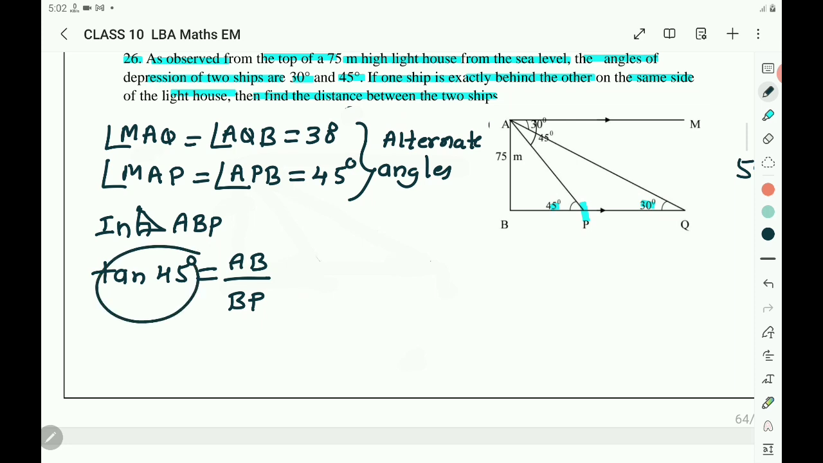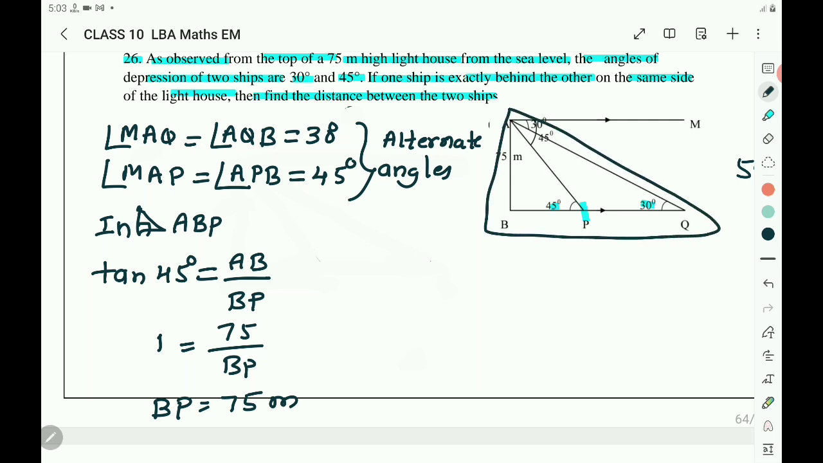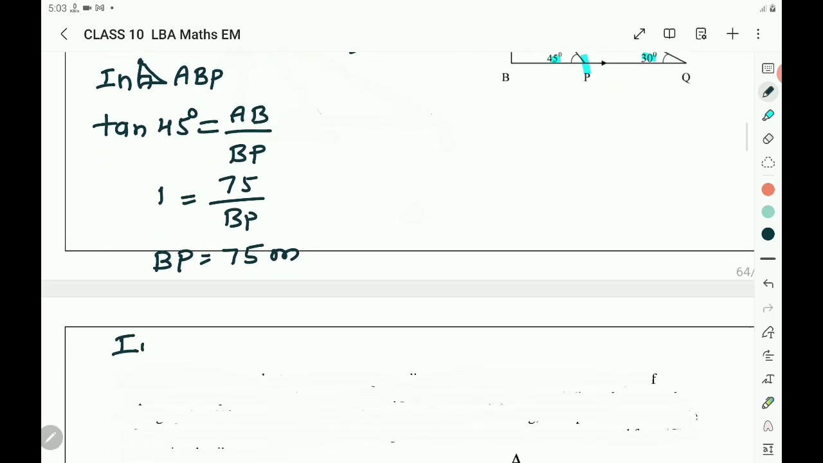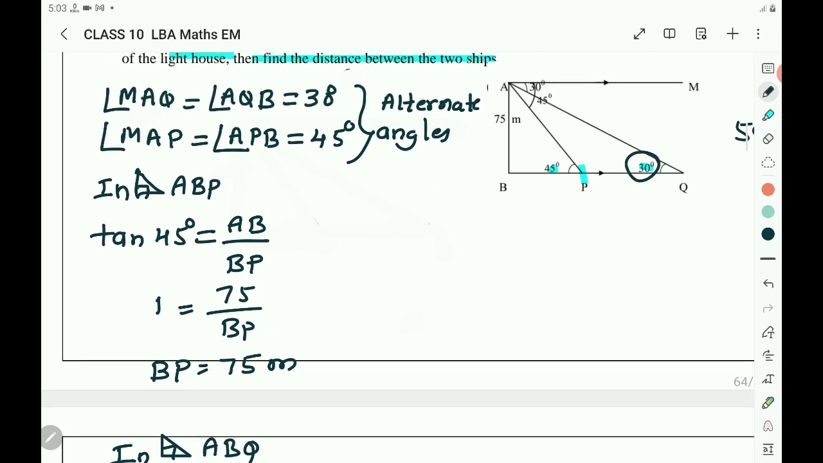Then what is the value of tan 45? Tan 45 is 1. AB is 75 by BP. 1 into BP is BP. BP is equals to 75 meter. Now you take the triangle ABQ. In the right angle triangle ABQ, for this 30 degree, AB is the opposite side and BQ is the adjacent side.